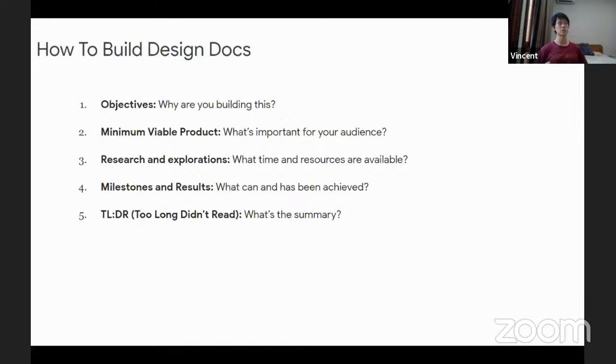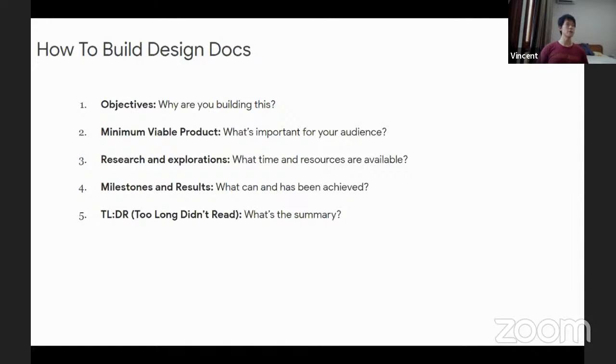The fourth one is milestones and results. This is where the documentation, especially of your experiments, comes in, right? What can be and has been achieved? This is the difference between milestone and results. Milestone is the plan: what I want to achieve next month or next quarter. Results is whatever I have already done in the past, so what I have achieved in the past month or past quarter. That's the difference between milestone and results: whether it's realized or not.